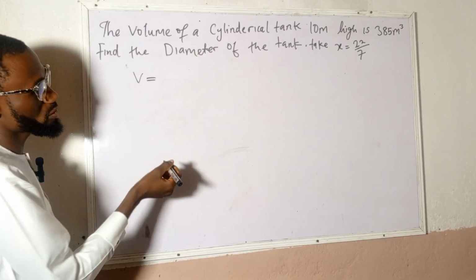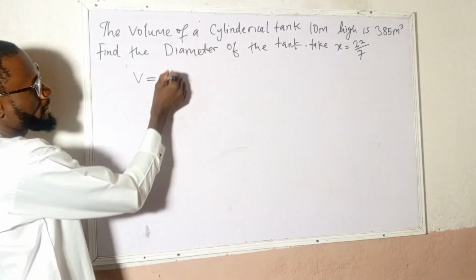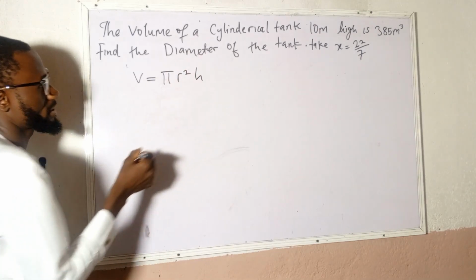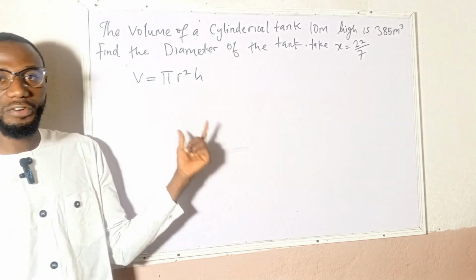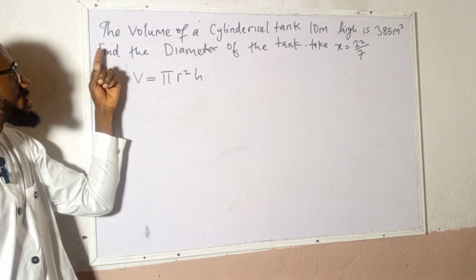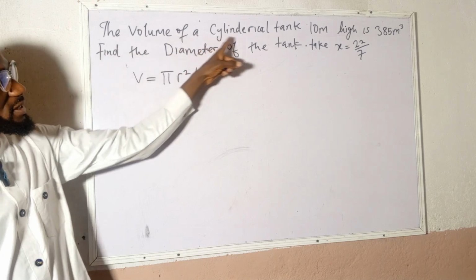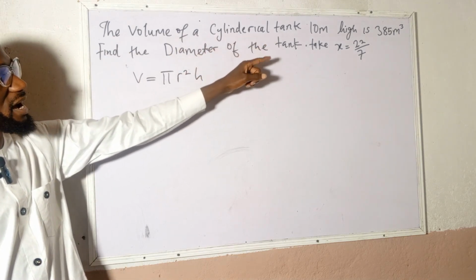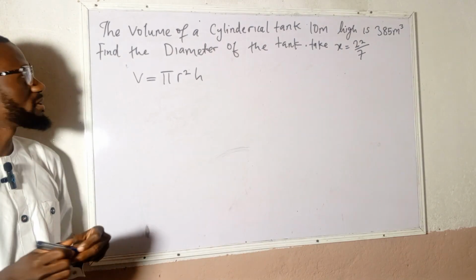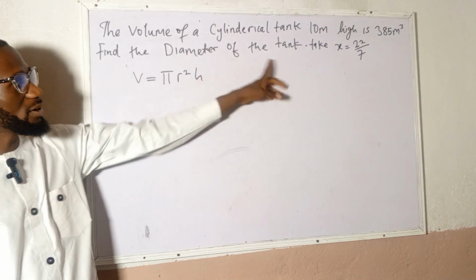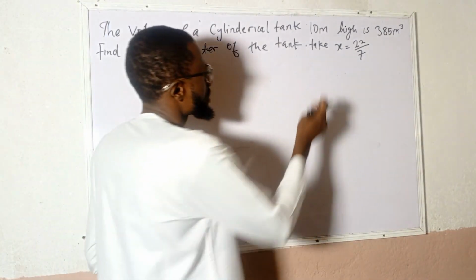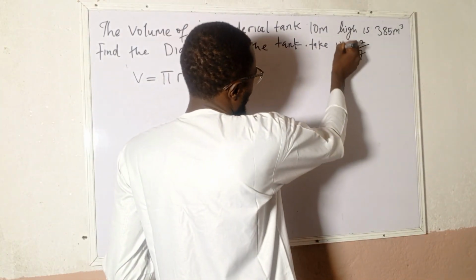Volume is equal to pi r squared h. That is the formula for calculating the volume of a cylinder. The question says the volume of a cylindrical tank of 10-meter height is 385 meter cube. Find the diameter of the tank. We are going to take pi as 22/7.